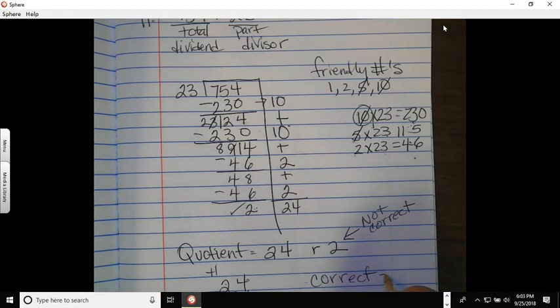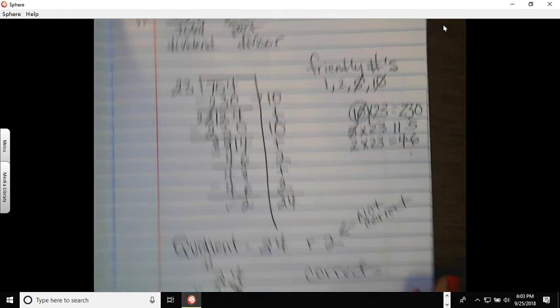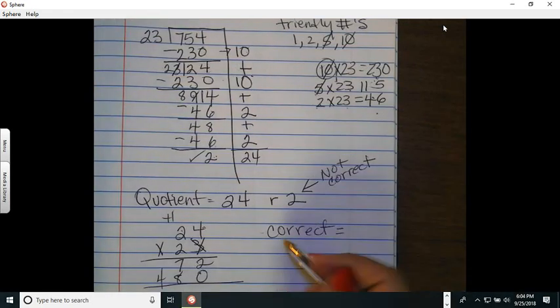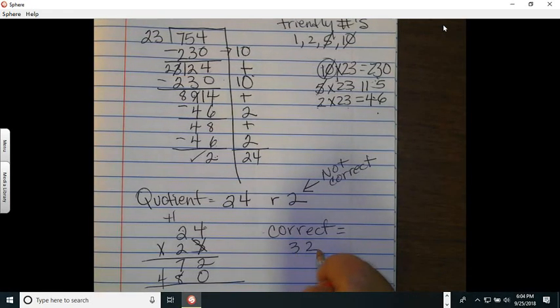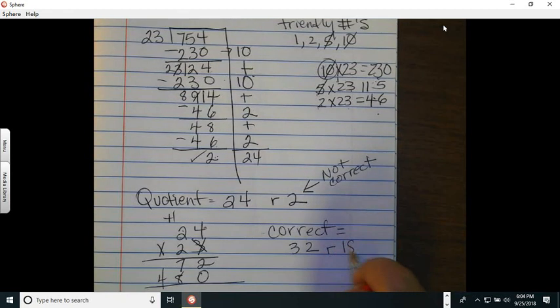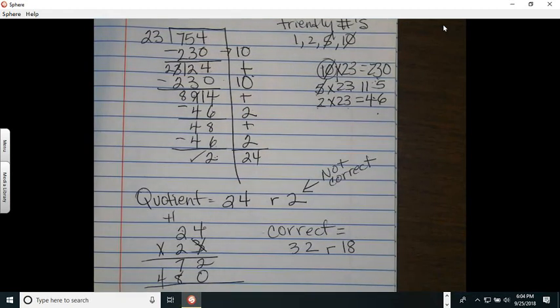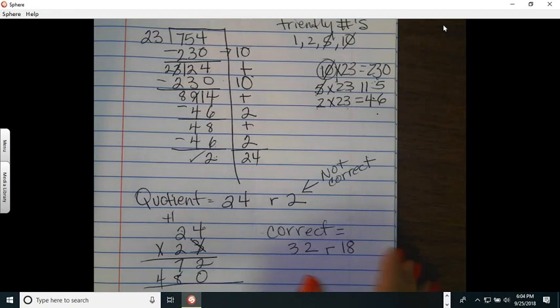The correct answer is going to be 32 with a remainder of 18. And then show me what I did wrong. You can come in tomorrow and show me. Come in, you'll get a surprise. All right, let's move over to number 13.